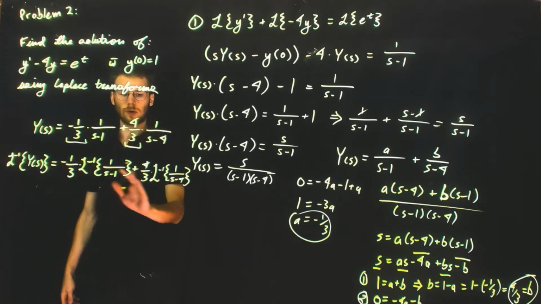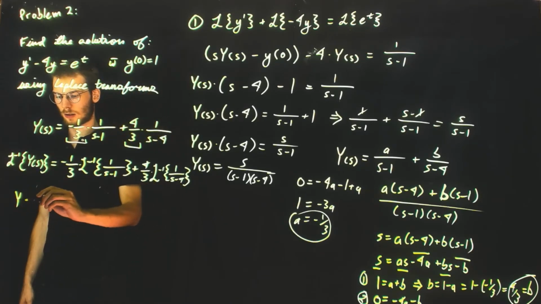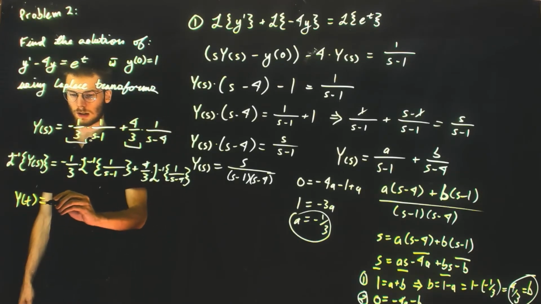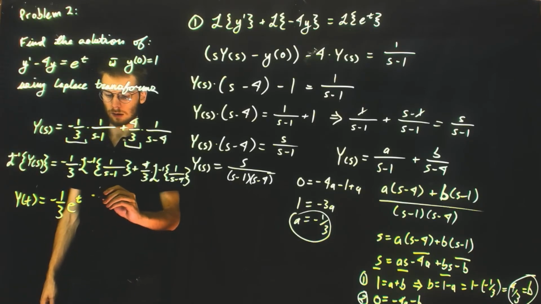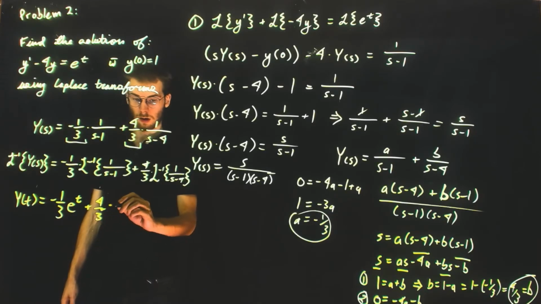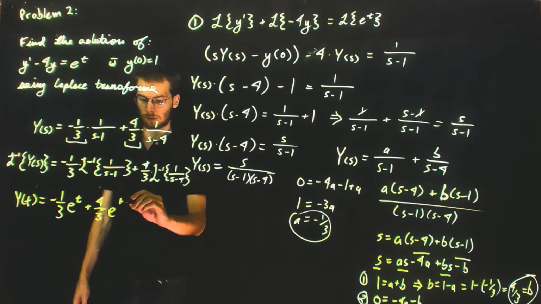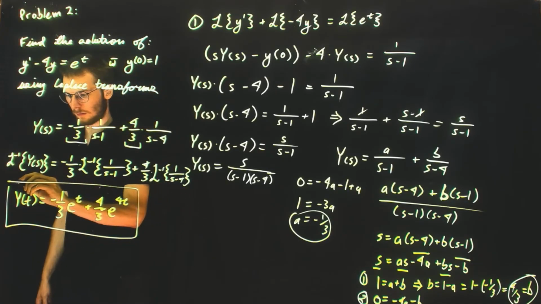And so to solve this, we use the same equation that we used for the last problem. And what we end up with is y of t is equal to negative 1/3 e to the t plus 4/3 e to the 4t. And that's our final answer.